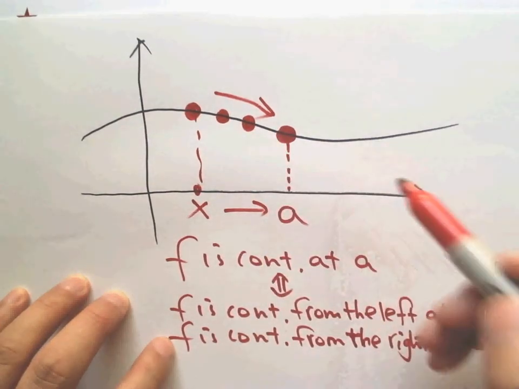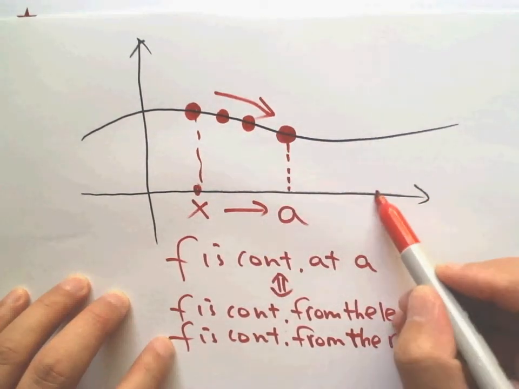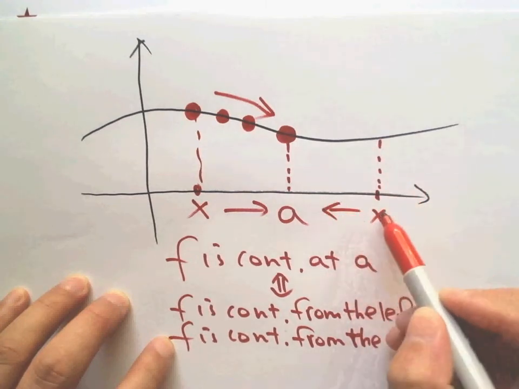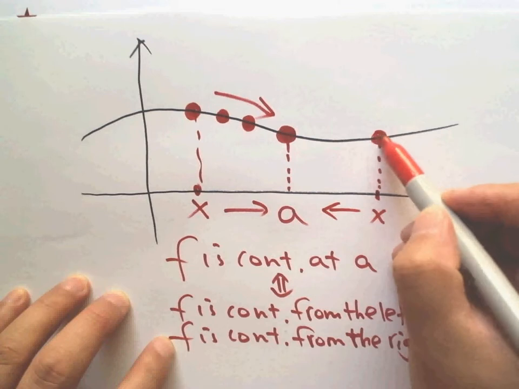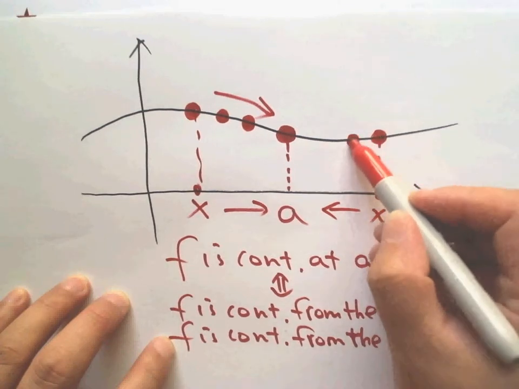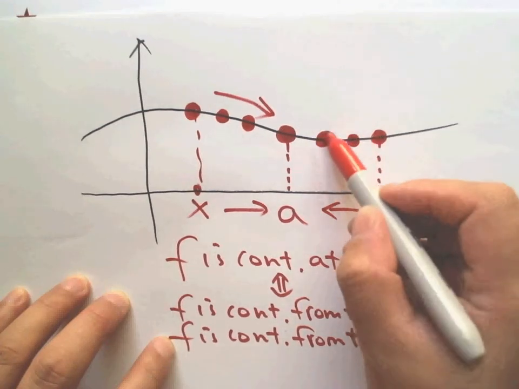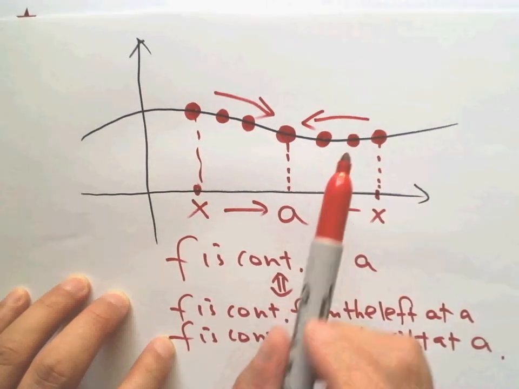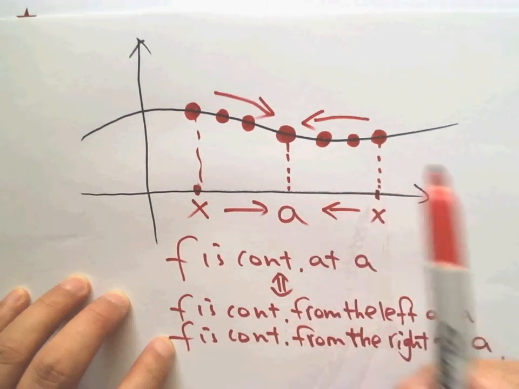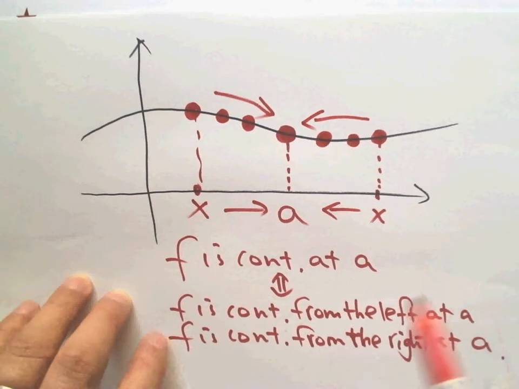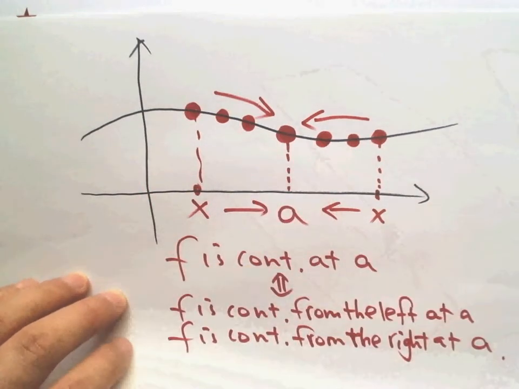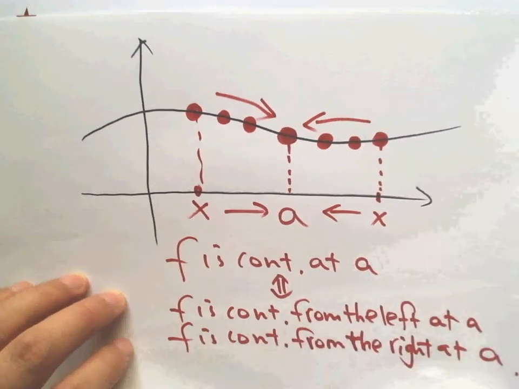The same, also continuous from the right. Why? If x is here, and x approaches a from the right side, can you look at this point? The point will get closer and closer to this point. So this function is continuous from the right. We can say continuous means continuous from the left and continuous from the right.